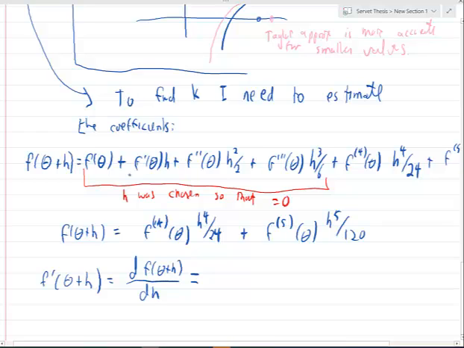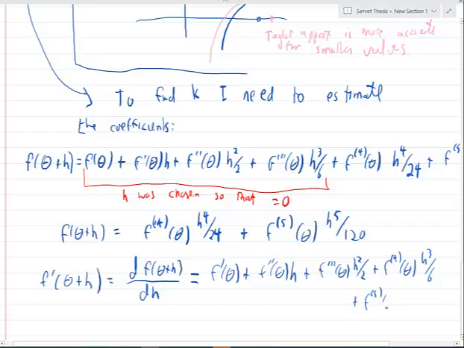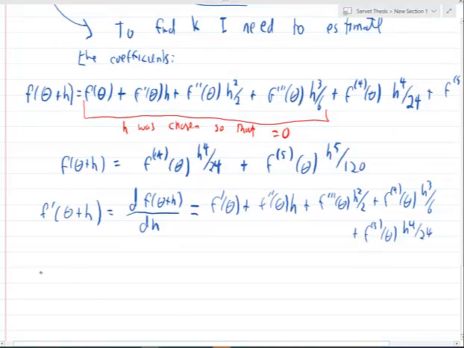Plus f double prime theta times h. Plus f triple prime theta times h squared over 2. F to the fourth theta h cubed over 6 plus f to the fifth theta h to the fourth over 24. Okay, good. All right. So that's something that we would have to find. Then we need to find f double prime. F double prime will be f double prime theta plus f triple prime theta times h.